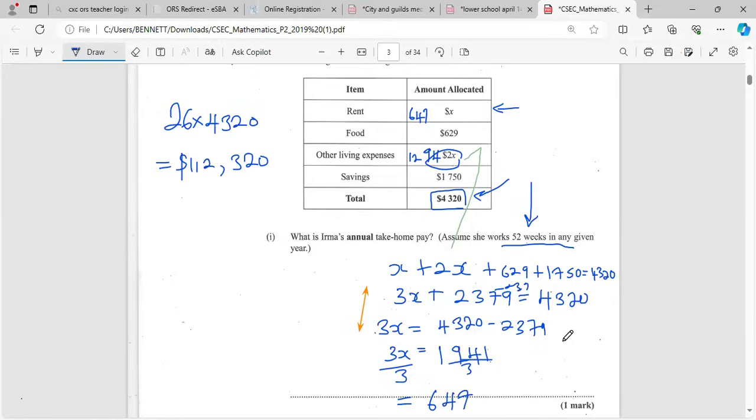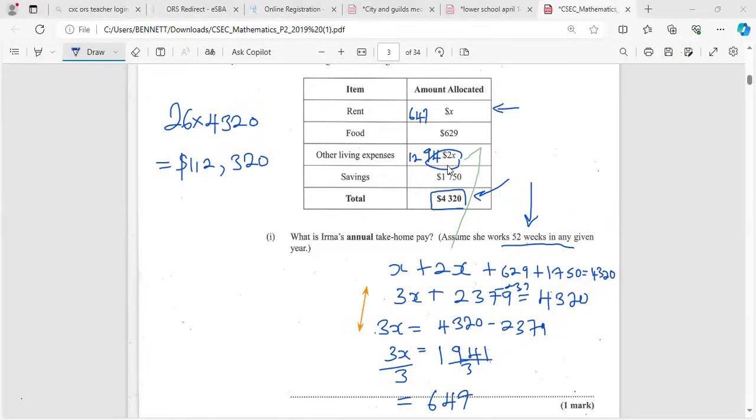All right, no problem. All right, in a simpler way, because our grand total is 4,320, all you do is add the 1,750 and the 629. When you add those two, you minus it from the 4,320. When you get that remainder, because we have x in the first one, that is the rent, that is 1, and they have x again, which is 2, that is 3. So when you divide 3 into the remainder, you're going to get 1x.